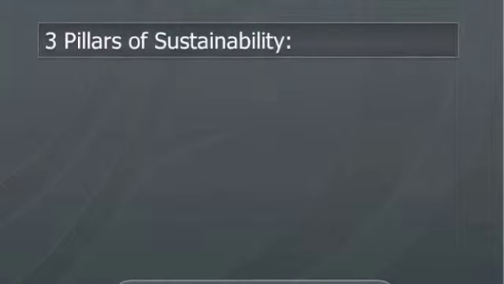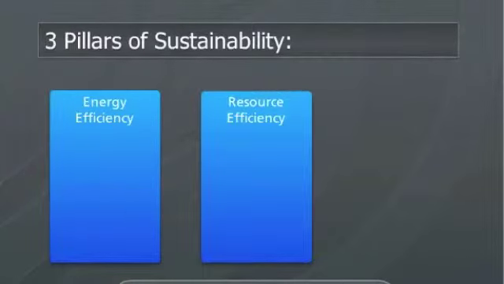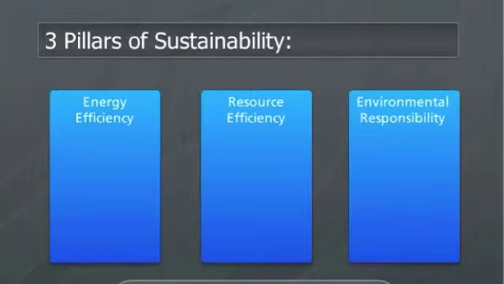Construction technology is typically focused on three pillars, or legs, of sustainable development: energy efficiency, resource efficiency, and environmental responsibility.